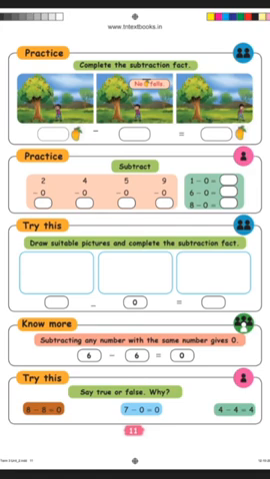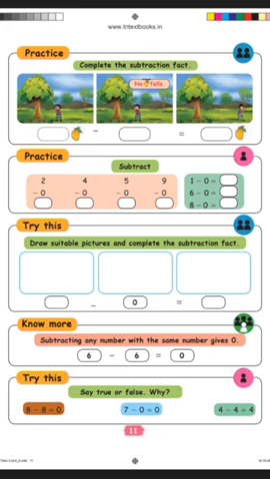See down, draw suitable picture and complete the subtraction fact. There you can draw 4 circles, then in the down box you can write 4. 4 minus 0 equal to, if it is nothing, in the center box you should not draw anything. In the last box, same 4 circles you have to draw. 4 minus 0 equal to 4. Now, subtracting any number with the same number gives 0. Take 6 fingers. In 6 fingers if you close 6 fingers also, what will be the answer? 0 only.